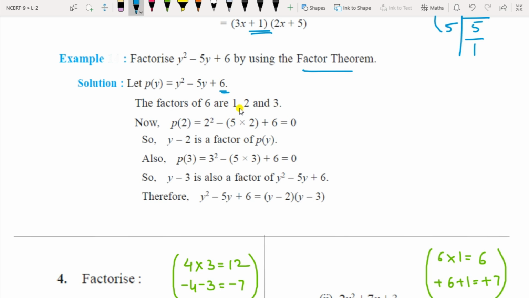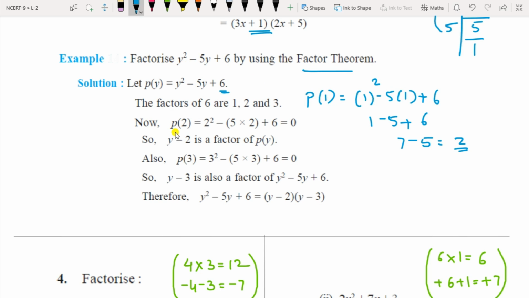You have to do trial and error here. You have to substitute each and every factor in this equation px, and you have to get the remainder as 0. Then only that number will be a factor of this px. So after substituting 1, let us see whether we are getting 0 or not. So it is 1 square minus 5 times 1 plus 6. So this is 1 minus 5 plus 6, that is 7 minus 5, it is 2. So 1 is not a factor of this equation.